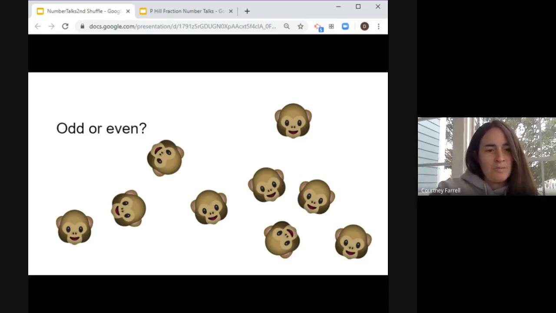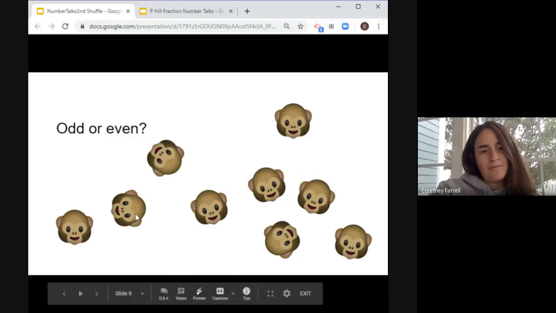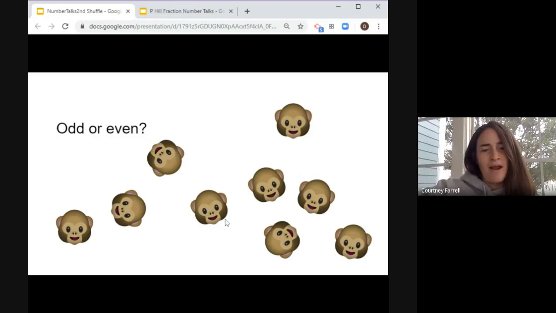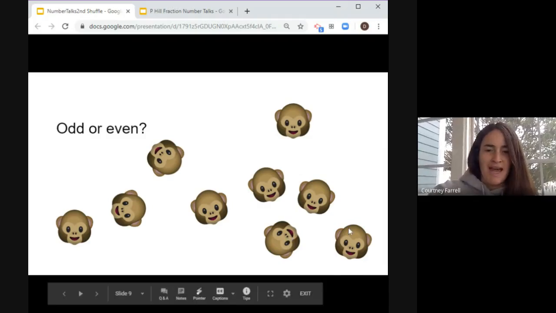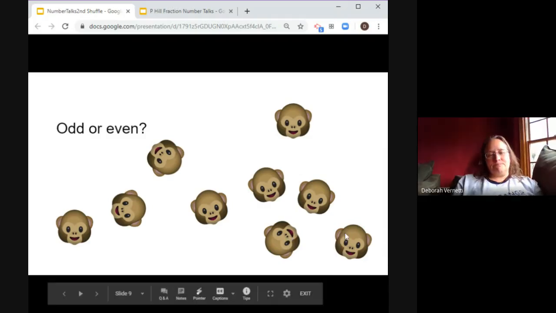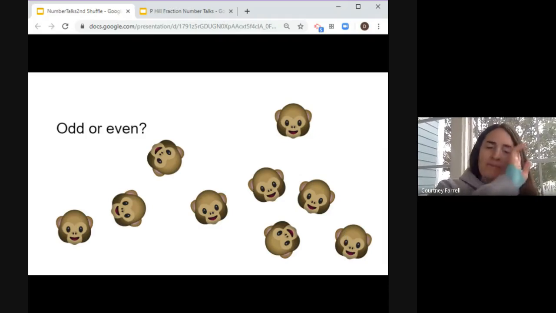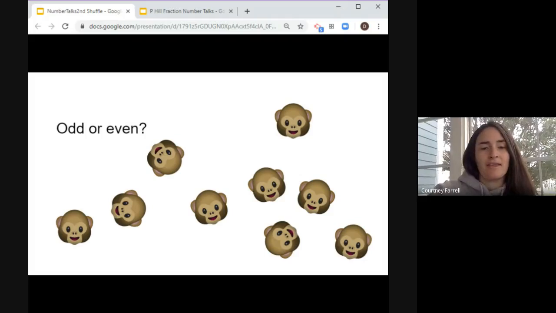So I see 2 monkeys in the bottom left, and then I see 2 more monkeys right next to that. These 2? Yep, those 2. And then I see another pair to the right of that going up, that top one and the one below it. Those are their pairs. And then I see 2 more monkeys that can be paired right under that. Yep, those 2. And then I notice that there's one left over that does not have a friend. So I think this is an odd number since that one is not able to be paired off.